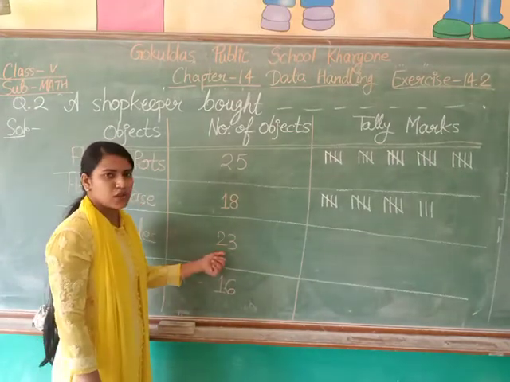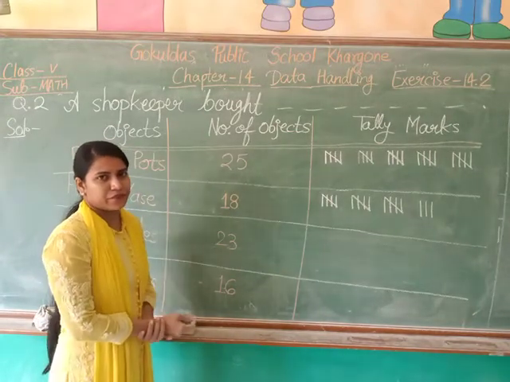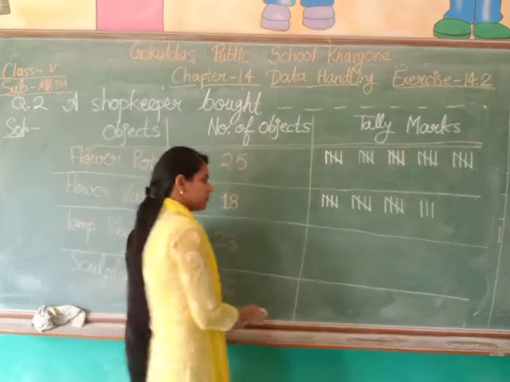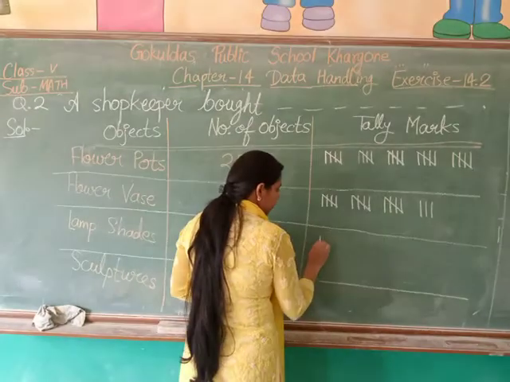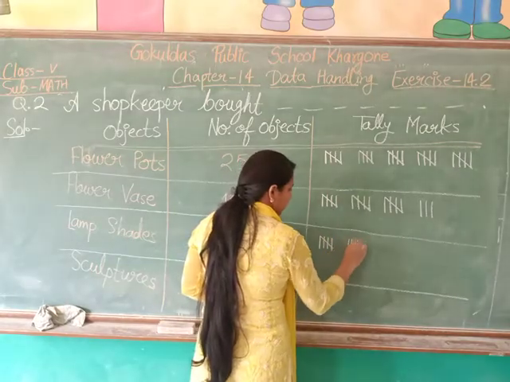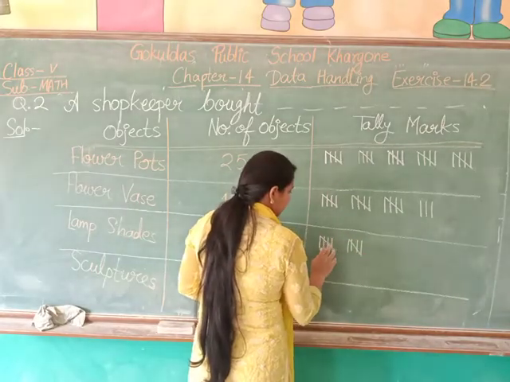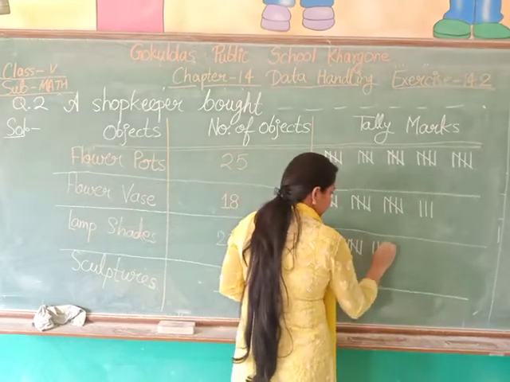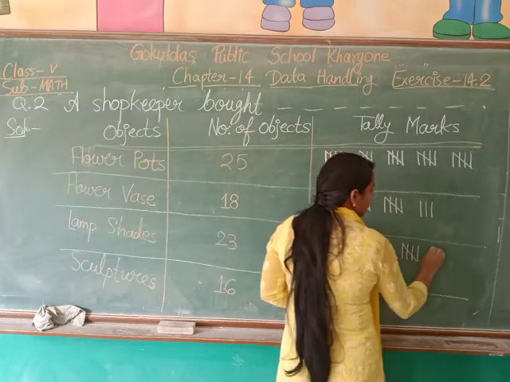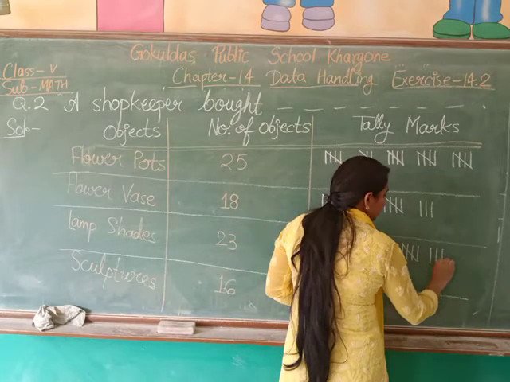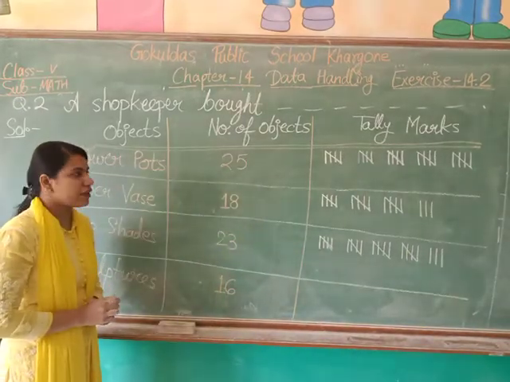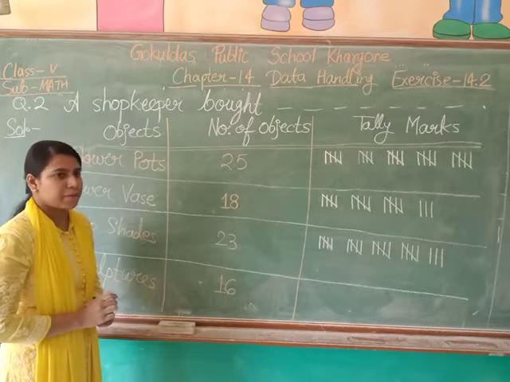Now the next number is 23. To represent number 23, what will we do? Again we will make groups of 5s. 1, 2, 3, up to 10, 11, 12, up to 23. So this is how we represent 23 by tally marks.